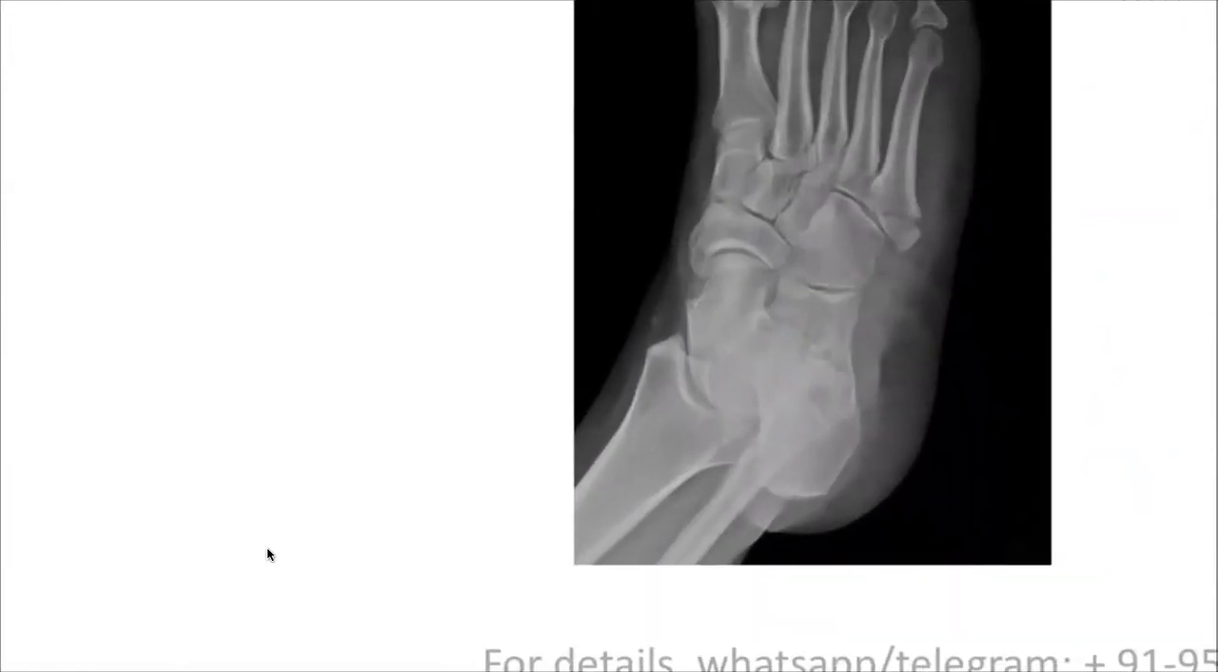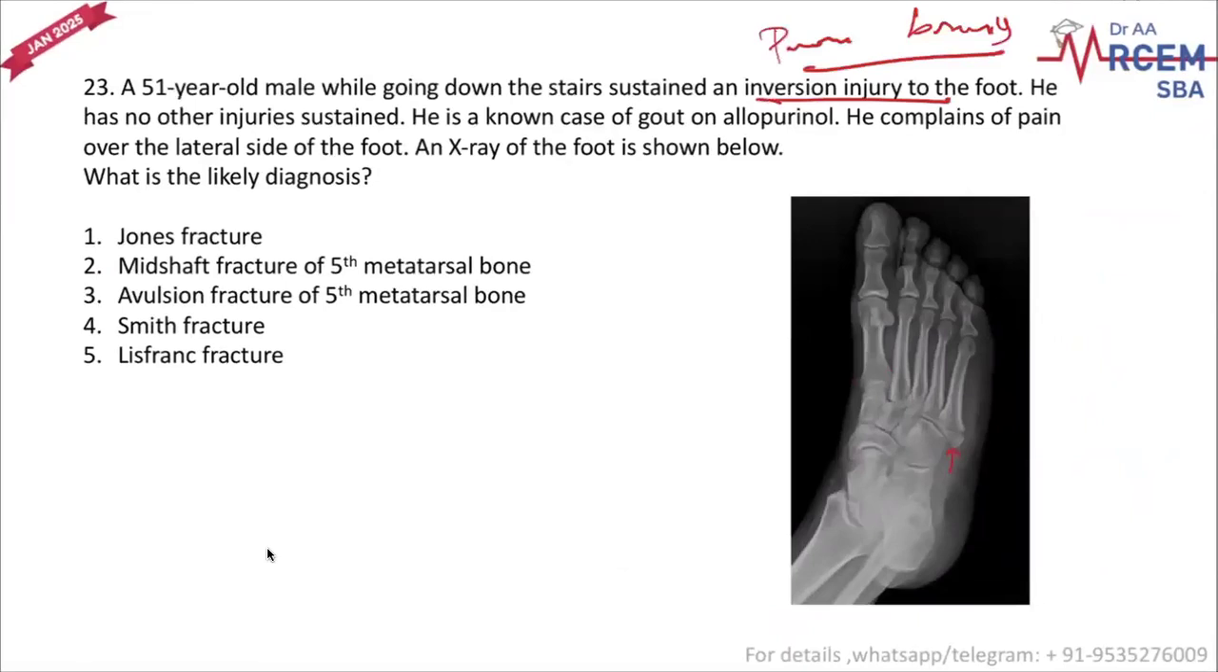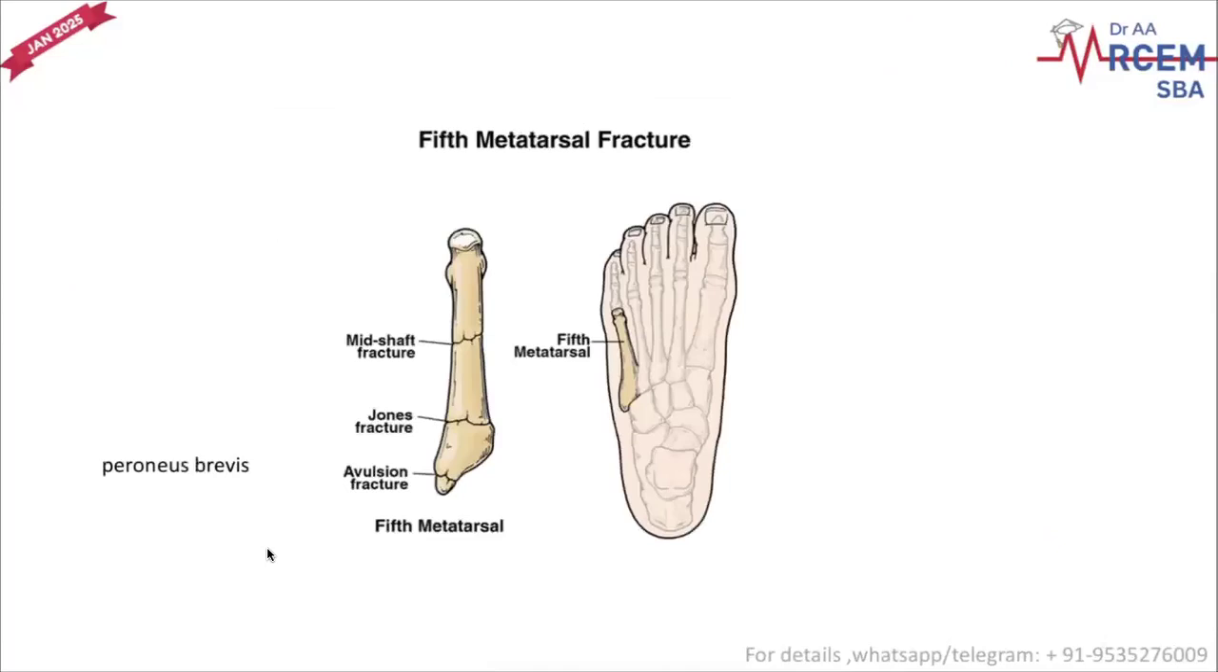X-ray is given. You are looking at the base of the fifth metatarsal bone. Fracture is present. So it is an avulsion fracture of the base of the fifth metatarsal bone. So the mechanism of injury itself, half of the time, gives away the answer. Do not get confused with the Jones fracture. Jones fracture comes here.